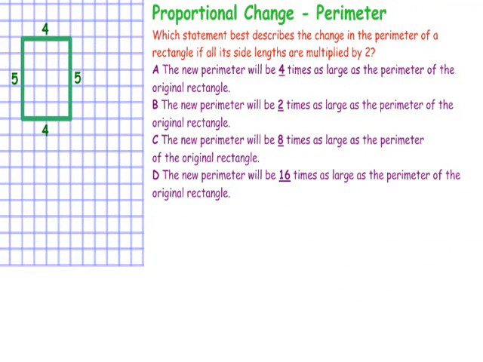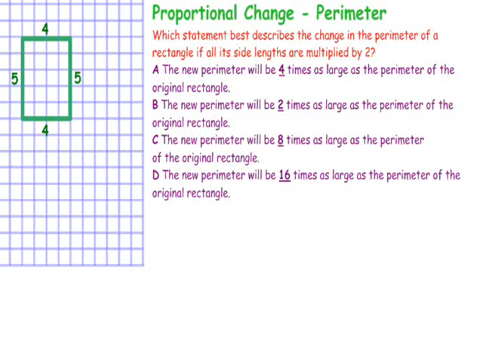Which statement best describes the change in the perimeter of a rectangle if all its side lengths are multiplied by 2? The new perimeter will be 4 times as large as the perimeter of the original rectangle. The new perimeter will be 2 times as large as the perimeter of the original rectangle. The new perimeter will be 8 times as large as the perimeter of the original rectangle, or the new perimeter will be 16 times as large as the perimeter of the original rectangle.